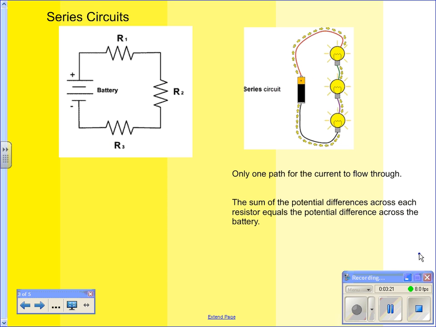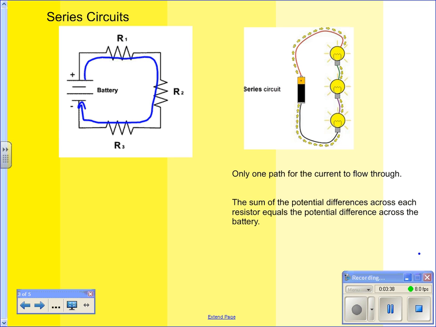So the key points we need to know as we're going to do our lab here shortly, our first lab with circuits, are what's unique about each one of them. So let's take a look at a series circuit. In a series circuit, we only have one path for electricity to flow through.